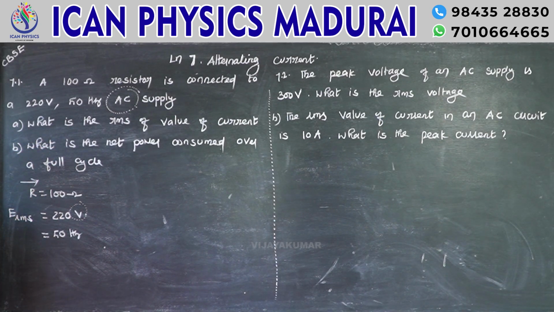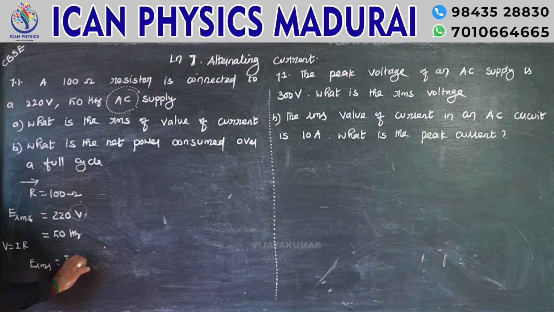So what is the formula that relates ERMS and IRMS? We know that V equals IR. Now we can reverse this formula, that is ERMS equals IRMS into R. The multiplication R goes to the other side as division R. So ERMS by R equals IRMS.